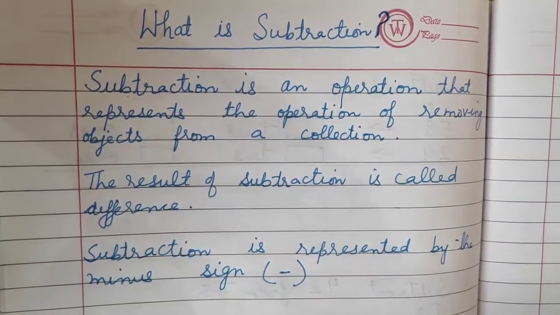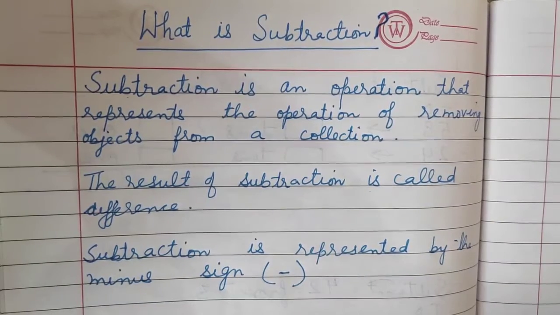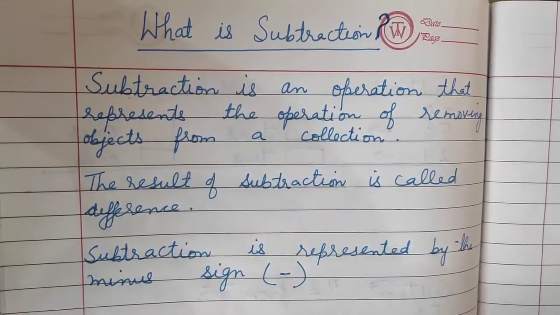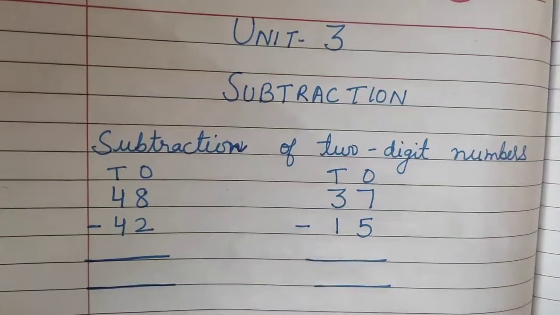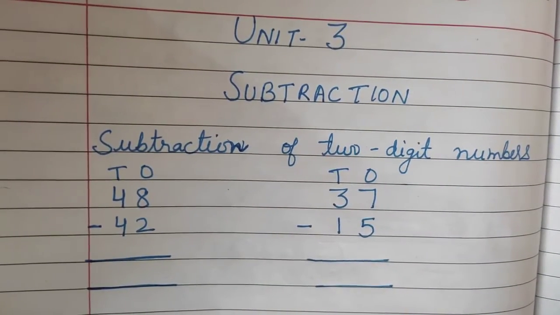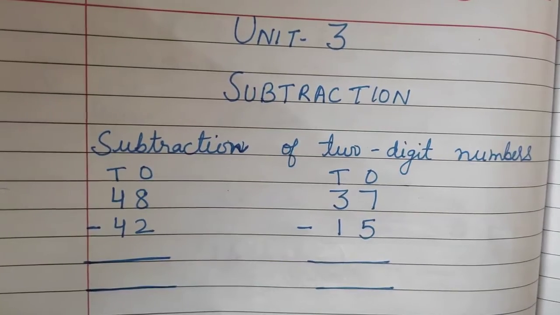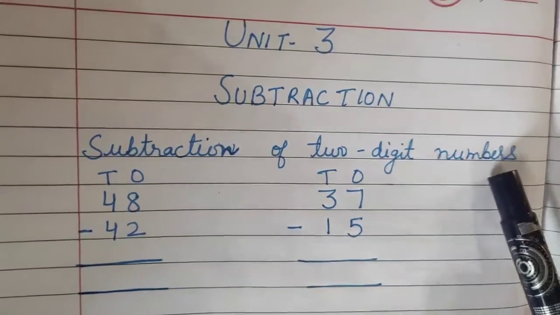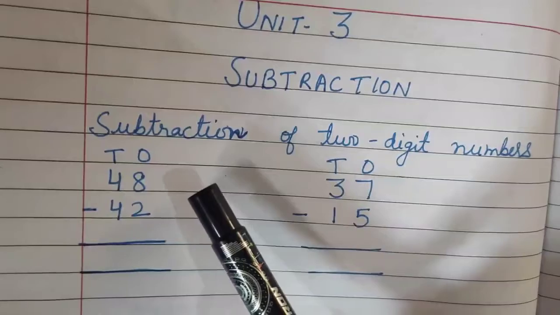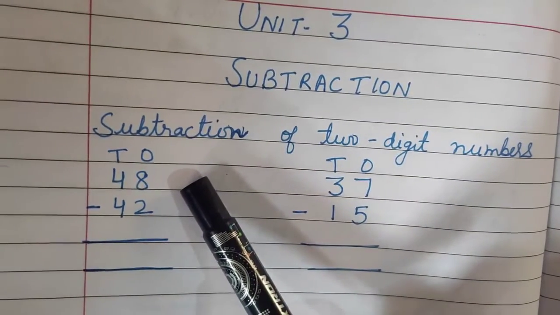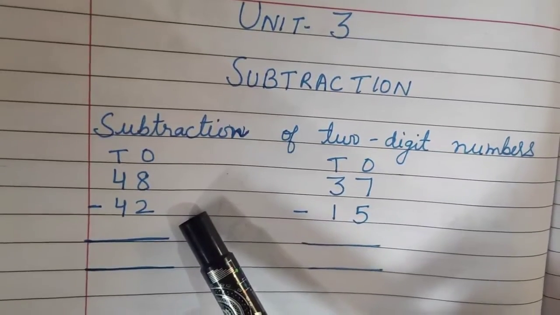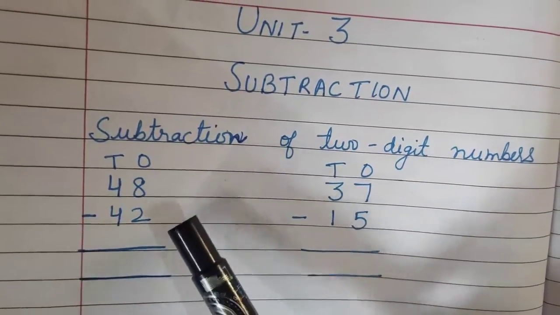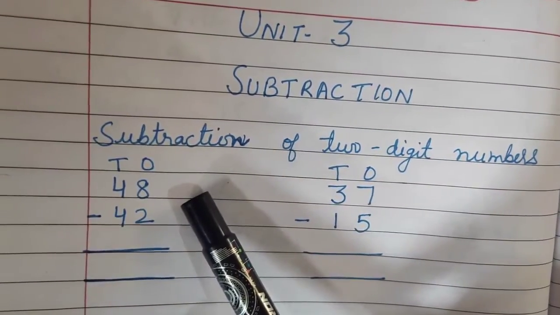Now I am going to tell you the process of subtraction with the help of a few examples. Let us start. Students, today we are going to learn how we can subtract two-digit numbers. See, here we have one number, 48, and another number, 42. We are going to subtract 42 from 48.